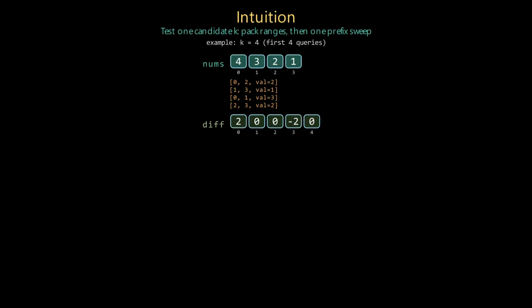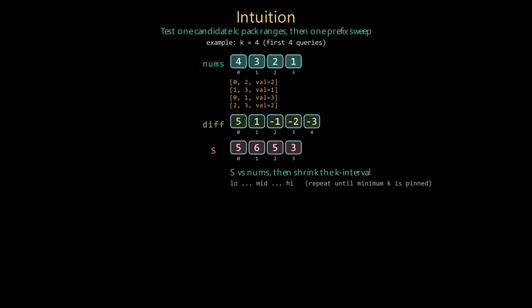To test one candidate k, reuse the difference array idea. For each of the first k capped ranges, add val at index L and subtract val just after R, then one prefix sweep totals how much decrease is available at every index. Compare that sweep to nums column by column. If some cell is short, you need more queries, so push the search toward larger k, otherwise you can try smaller k, repeat until you lock in the minimum k.